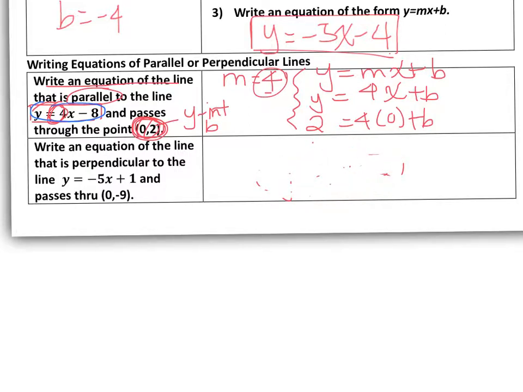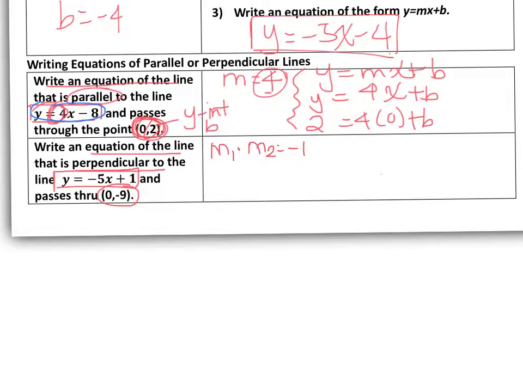Okay, now I'm going to do the second problem. Write an equation of the line that is perpendicular to the line y equals negative 5x plus 1 and passes through the point 0, negative 9. Recall from 8.5 that in order for two lines to be perpendicular to each other, the products of their slopes equal negative 1, or their slopes are negative reciprocals of each other.